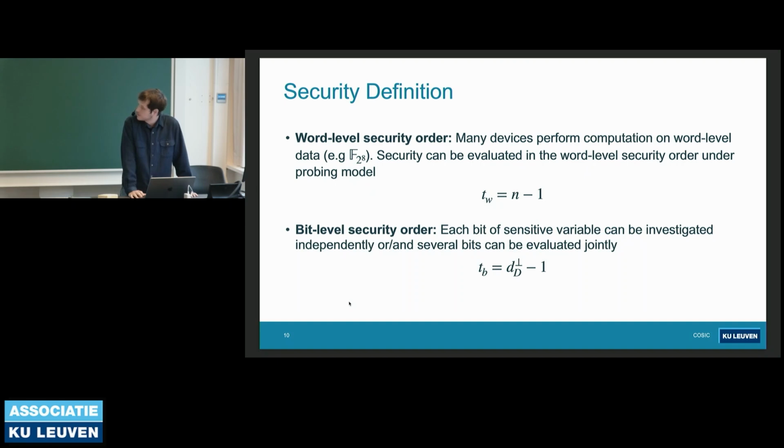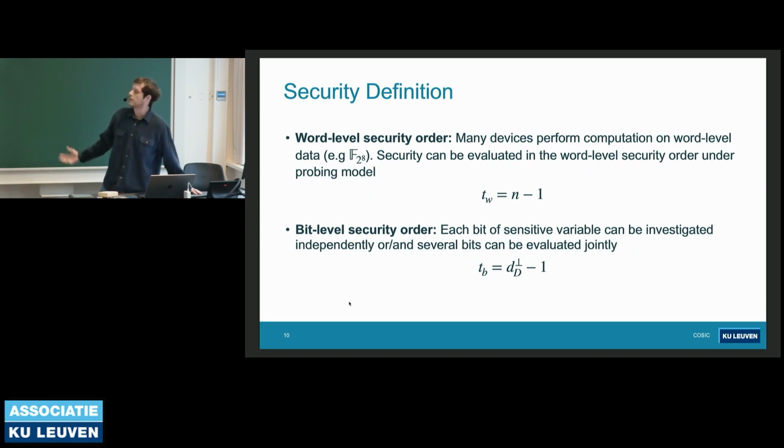Then regarding the level of security, we distinguish 2 levels of security. You have the word level of security. This is, as we often know, word level security when you operate over bytes or word data. This relates to the probing model, so it's related to the number of shares minus 1. And if we go to a finer level, on the binary level, as with code-based masking, for example, now we can evaluate each bit, and we saw that this is related to the dual distance minus 1.